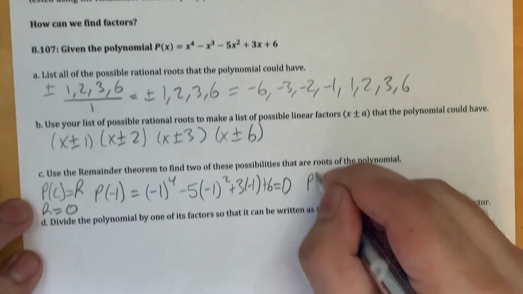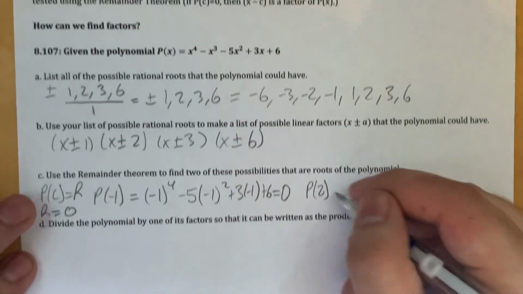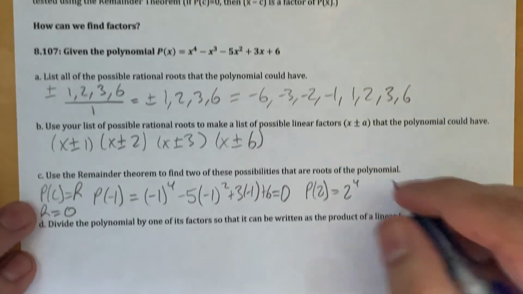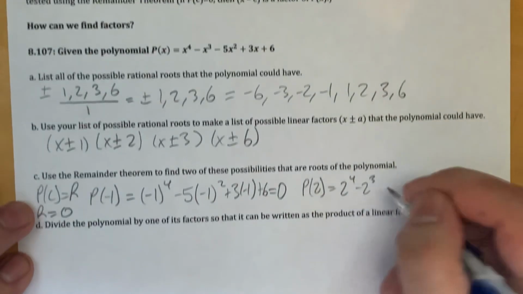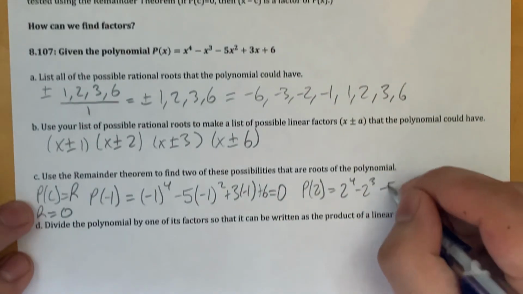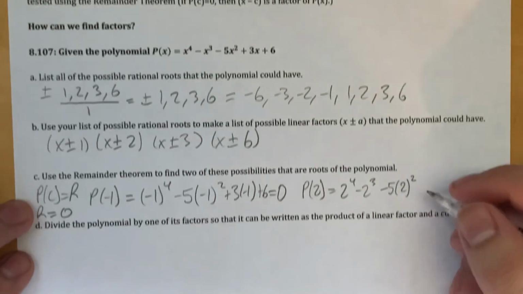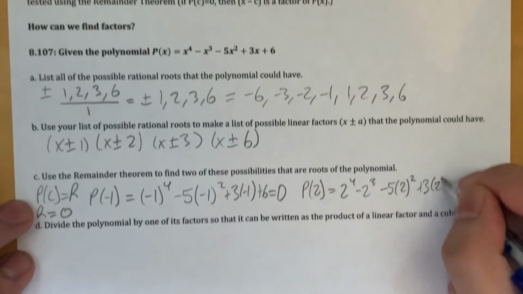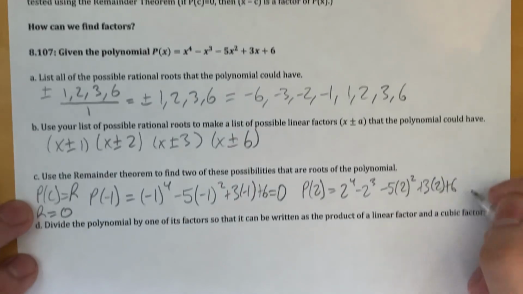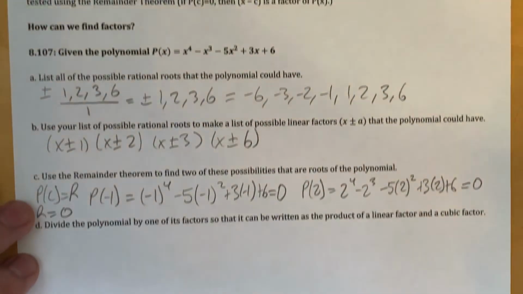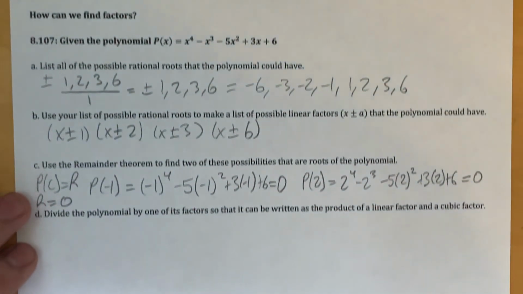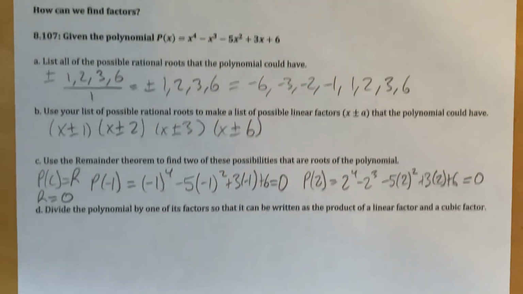And the other one I found was P of 2 equals 2 to the 4 minus 2 to the third minus 5 times 2 to the power of 2 plus 3 times 2 plus 6, and that also gives us 0. So I found both of the roots that give me 0 for my remainder.